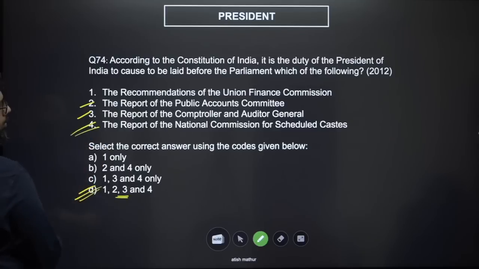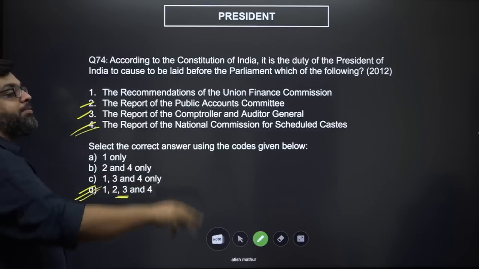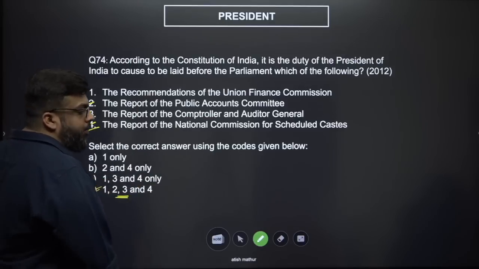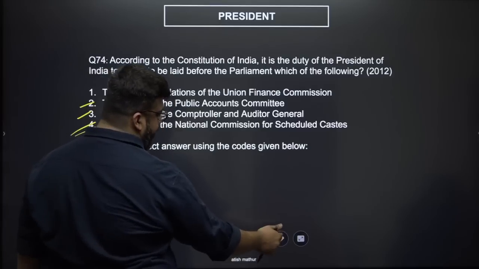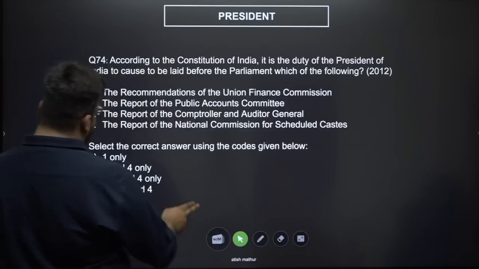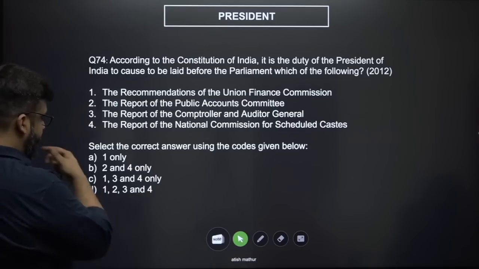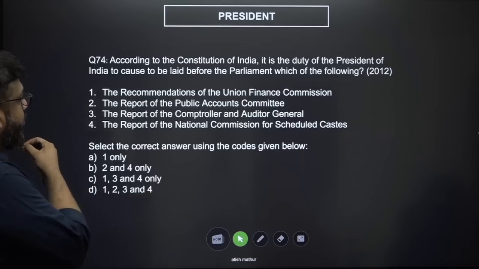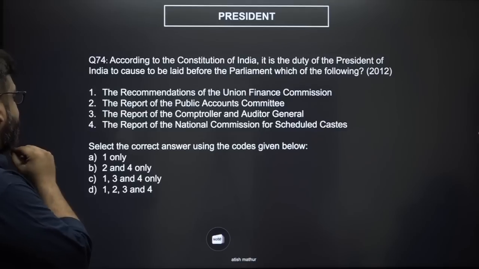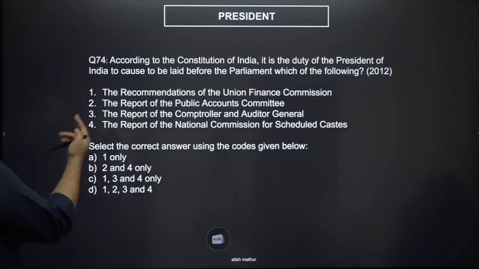This is the constitutional body. Reports of all constitutional bodies have to be placed before the Parliament because of checks and balances. We've discussed this in the Magna Carta series, where we discussed bodies, in our last lecture, lecture number 9. According to me, the answer should be D, but the answer is C. So the Public Accounts Committee's report is not necessarily so. C. So all constitutional bodies.